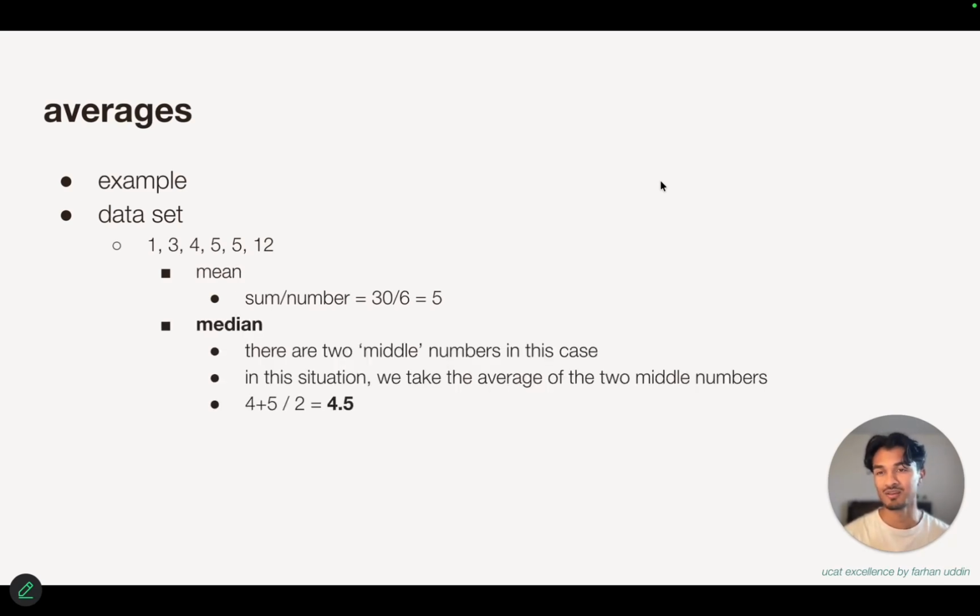Next is median. Now, this is where it can get a bit tricky, right? Because if we order it from smallest to largest, you can see that there are 2 middle numbers in this case. And so what we do in this situation is that we take the average, or the mean average, of the 2 middle numbers. And the way we do that here is getting 4 plus 5. We divide that by 2, getting 4.5. And then lastly is the mode average. We're just looking for what number comes up the most. And in this case, it's 5.